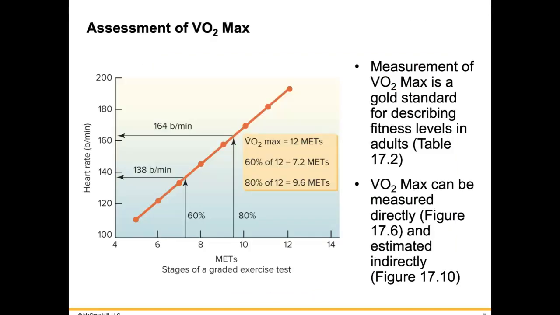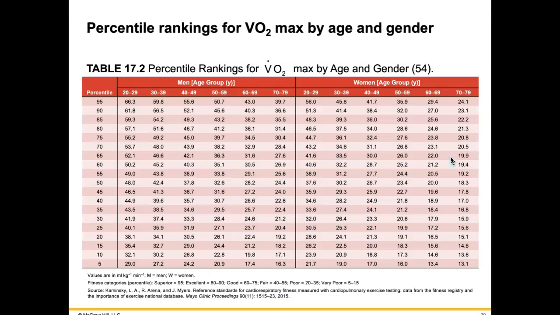So what you may have gathered by now is that measurement of our VO2 max is the gold standard for describing fitness levels in adults. And we could see this in table 17.2. So I'm just going to speed on over to this table here. And we can see that this is divided based on the person's biological sex as well as their age. And so within these numbers here, there is a percentile.